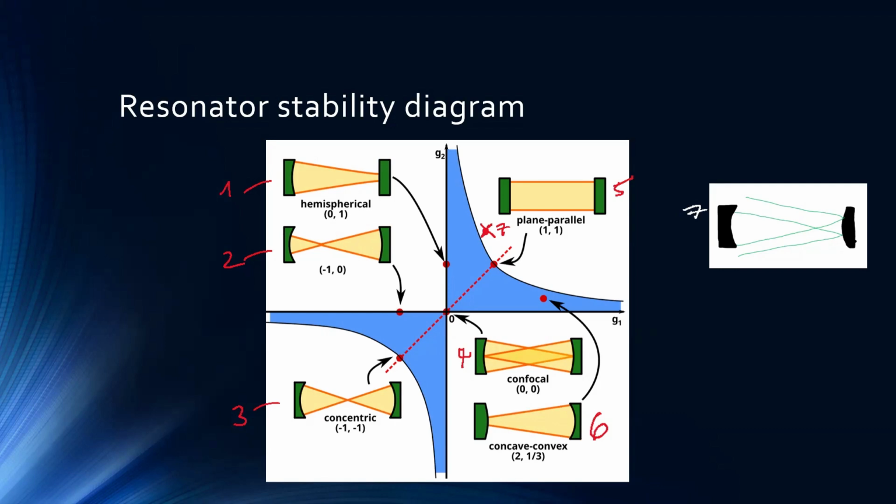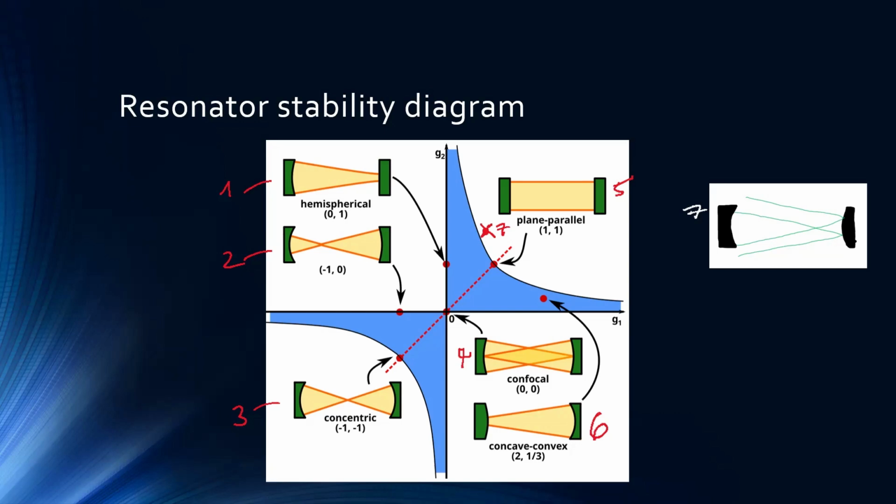And because this is 1 over x, you can see why all the mirrors whose G values as a product equal 1 are on this diagonal, like the plane parallel, or also the concentric one. But everything that's not a nice number, like 1 or 0, will just be somewhere in between. Does that make more sense?